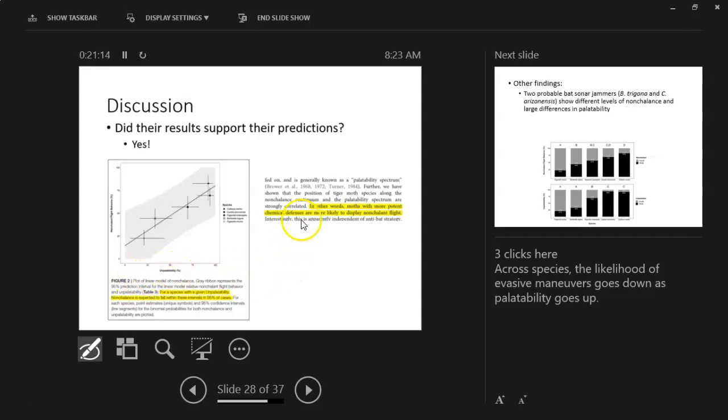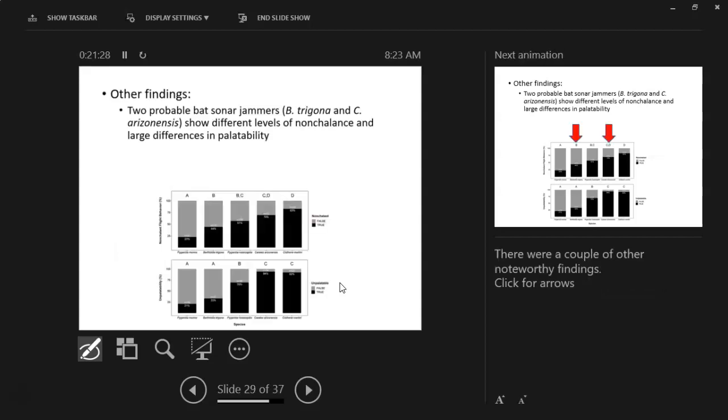They summarize it in the discussion by saying, in other words, moths with more potent chemical defenses are more likely to display nonchalant flight. It's a very bold statement because they had very bold data that showed this really well. Good job, guys. All right. They did have a couple of other findings that were interesting. They found that when they compared 2 of the species that do the most acoustics whenever they're approached by bats, that was B. trigona and C. arizonensis. Those 2 species do really high frequency, really bold, hypothesized sonar jamming sounds.